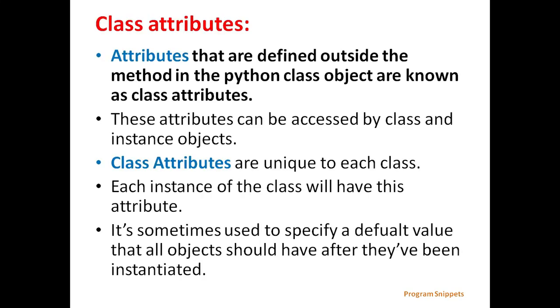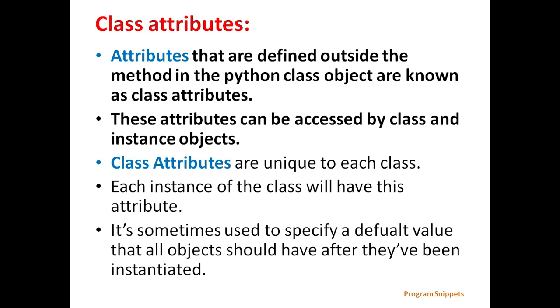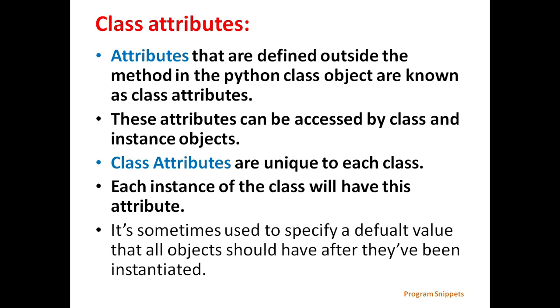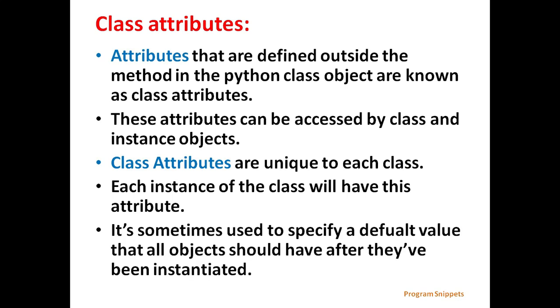Attributes that are defined outside the method in the Python class object are known as class attributes. These attributes can be accessed by class and instance object. Class attributes are unique to each class. Each instance of the class will have this attribute. It is sometimes used to specify a default value that all objects should have after they have been instantiated.